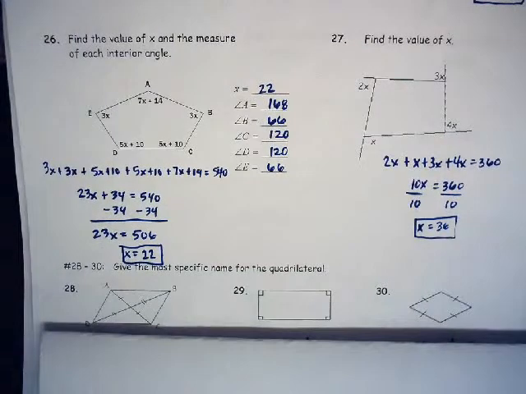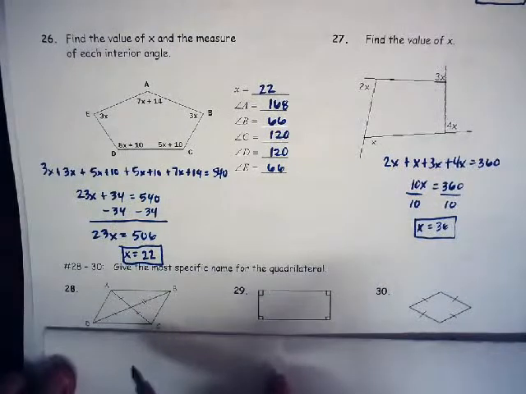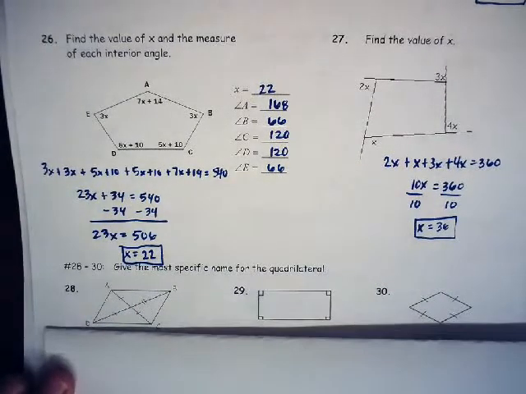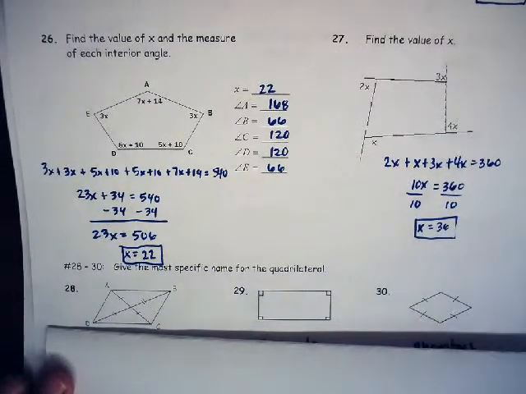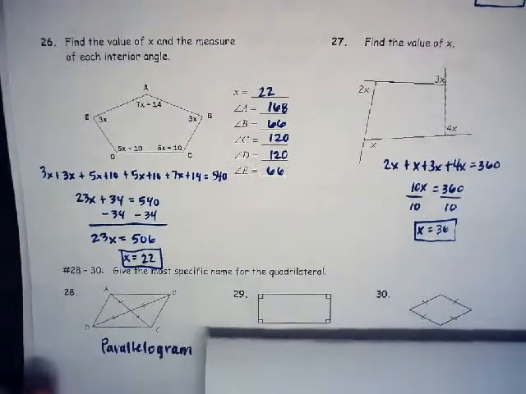Give the most specific name of the quadrilateral. All this shows me is that the two diagonals bisect each other. I don't know if the angles are right angles. I don't know if the sides are the same. It doesn't tell me anything about that. So all I can say is that it's a parallelogram.